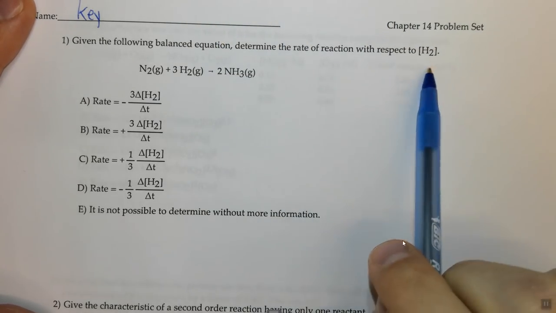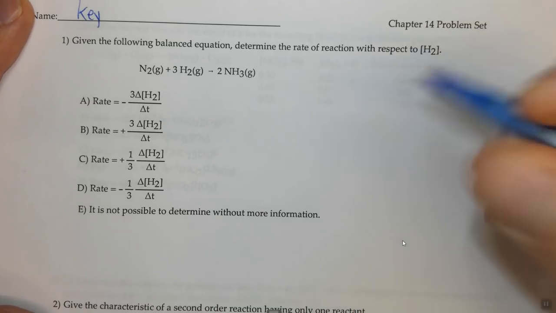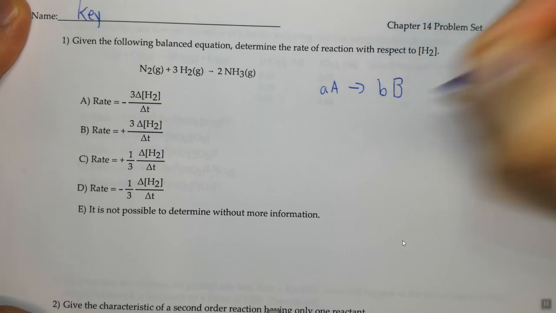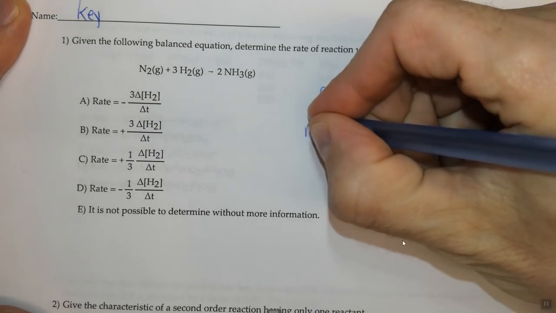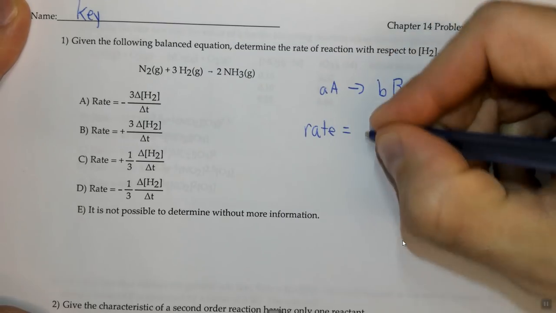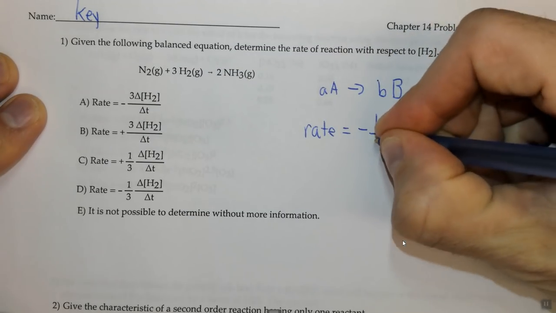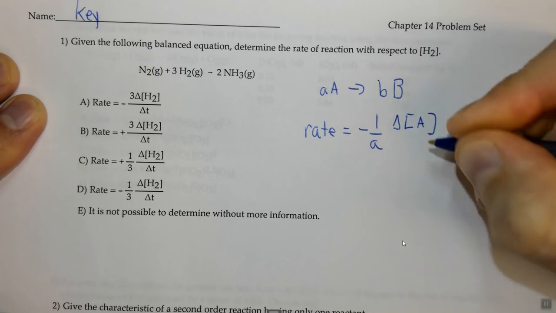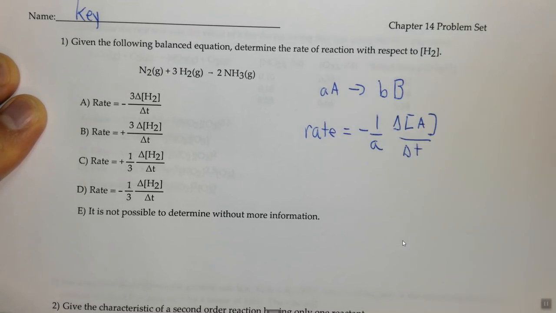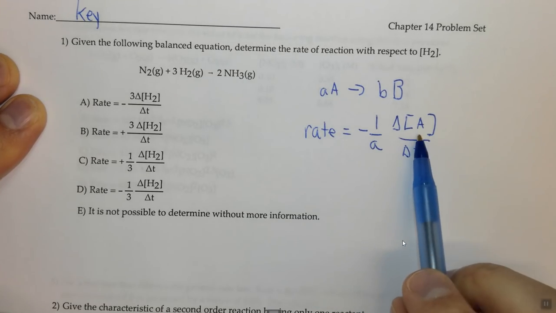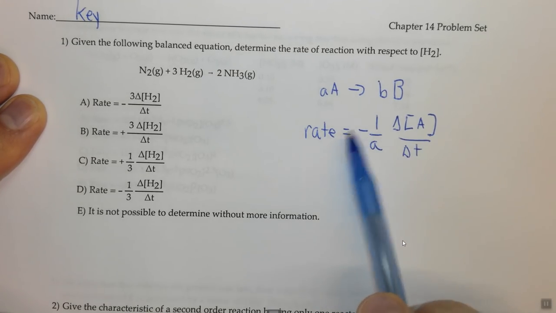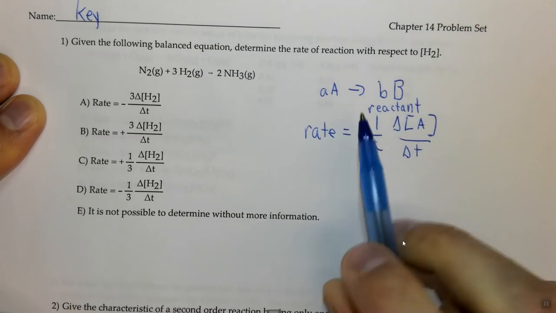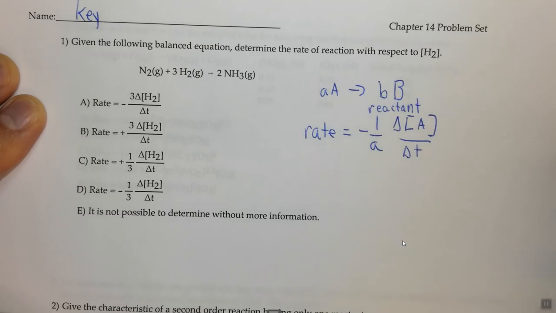Before we actually do this, what I would like to look at is if we have A yields B. Well, what is the rate? The rate is equal to negative 1 over a, delta concentration A over delta t. So this is the rate at which concentration will change. Note that it's negative because it's a reactant. So reactants are going to get consumed during the reaction.